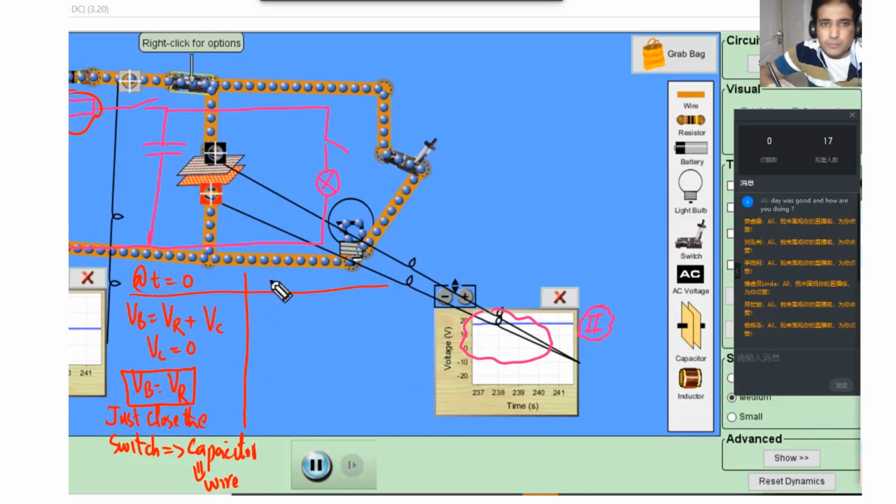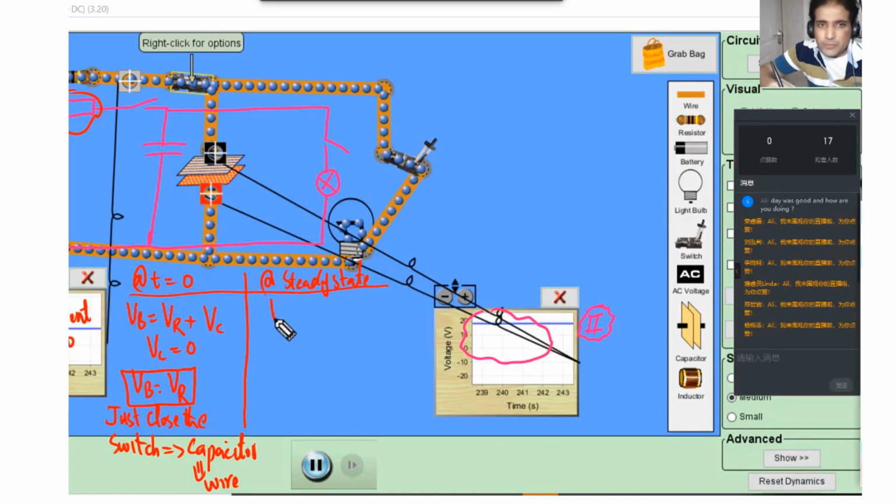The second thing you need to understand is steady state, when the capacitor has reached steady state, meaning after a long time. If you see I here, this is the current. Now it has been quite a long time, and you see I is equal to 0.